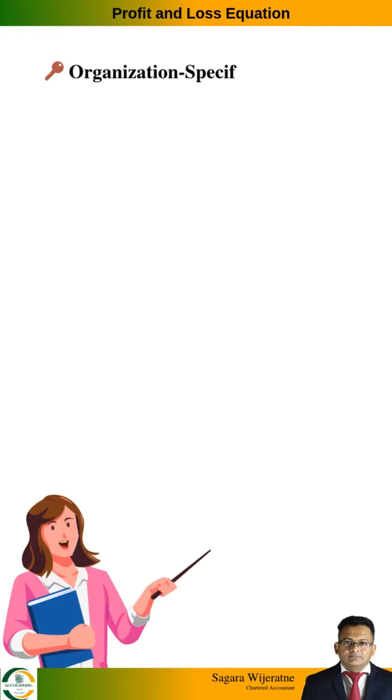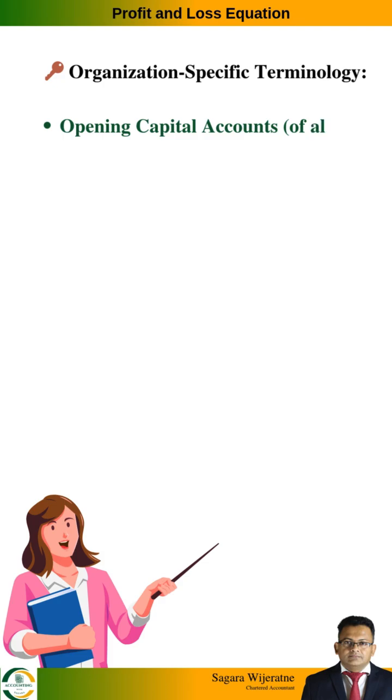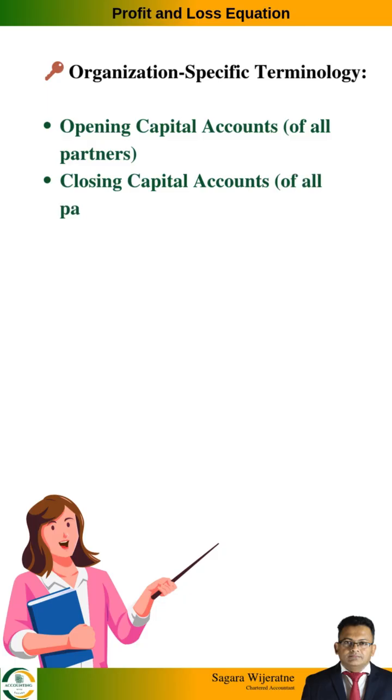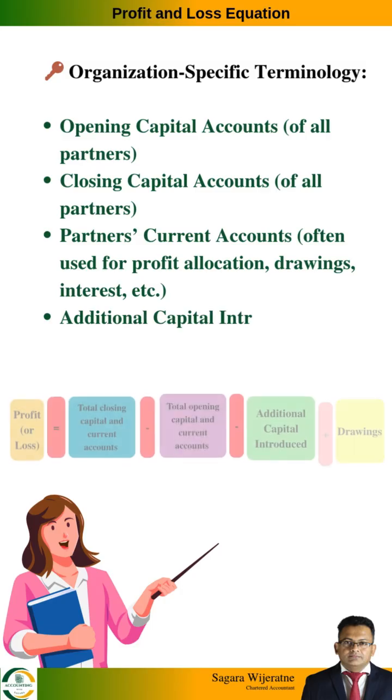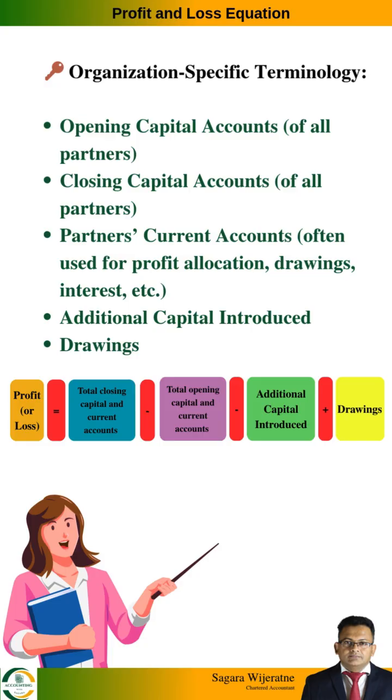Organization-specific terminology for the profit or loss equation. Opening capital accounts of all partners, closing capital accounts of all partners, partners' current accounts, often used for profit allocation, drawing, interest, etc. Additional capital introduced, drawings. Equation. Profit or loss equals total closing capital and current accounts minus total opening capital and current accounts minus additional capital introduced plus drawings.